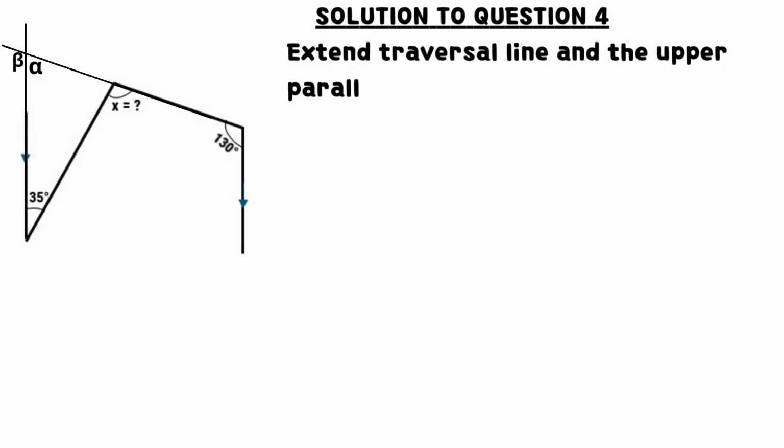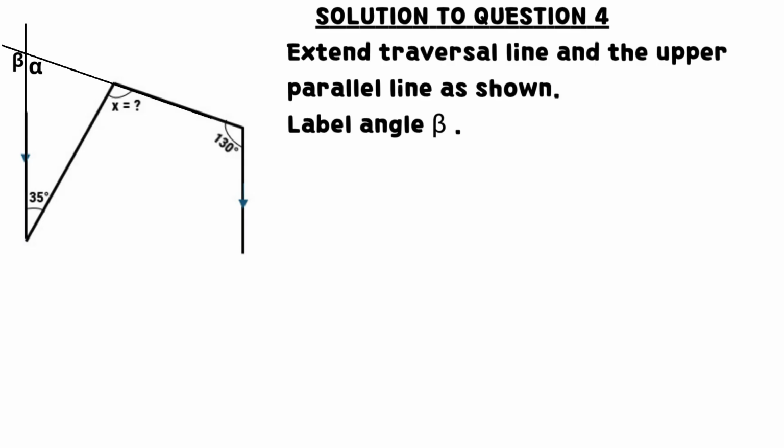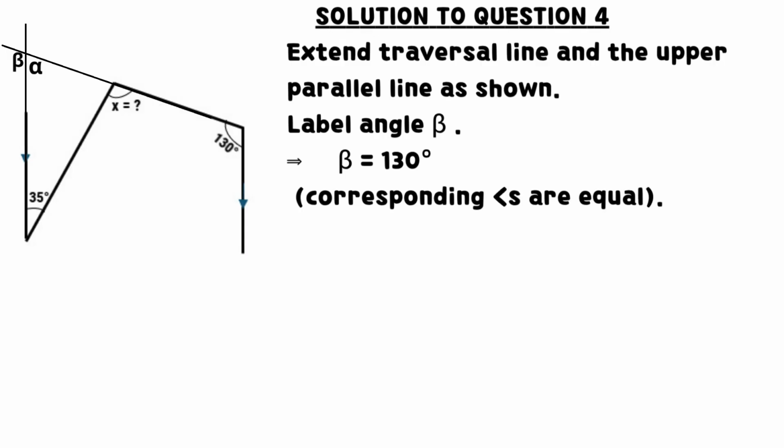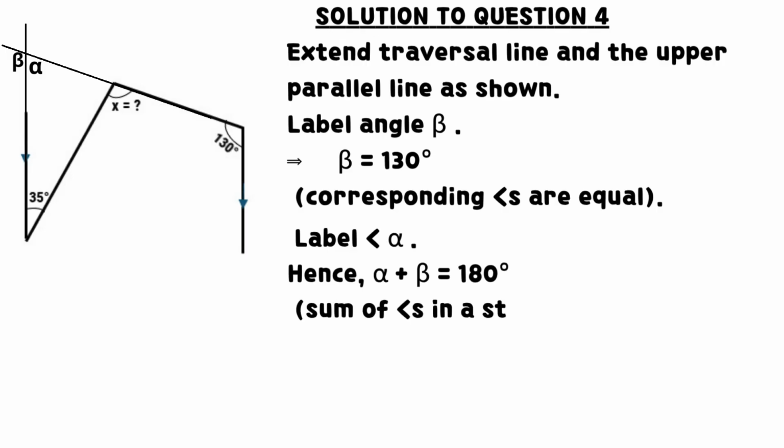Solution to question 4. Extend transversal line and the upper parallel line as shown. Label angle beta. This implies that beta equals 130 degrees. It is because corresponding angles are equal. Label angle alpha. Hence, the sum of alpha and beta equals 180 degrees. It is because sum of angles in a straight line equals 180 degrees. This implies that alpha equals 180 degrees minus beta.